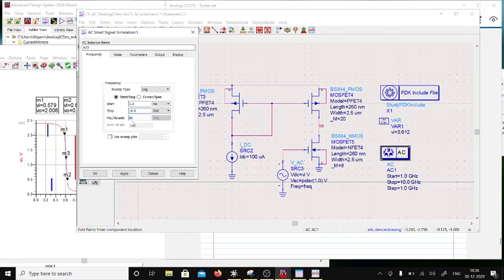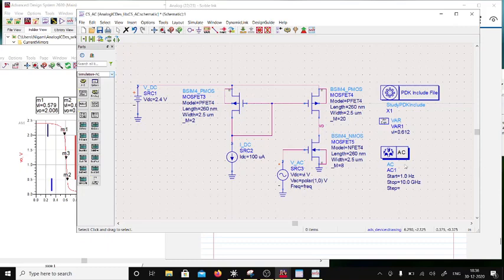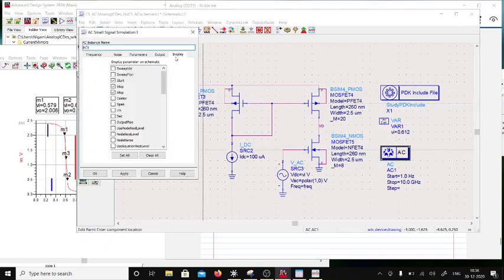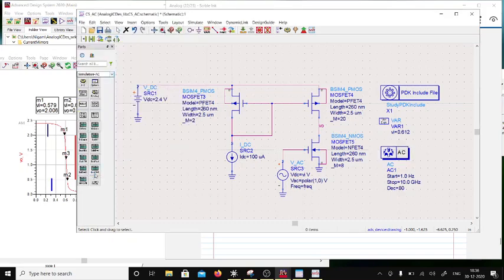Okay, so I'm doing 80 points per decade. I'm going from 1 hertz to 10 gigahertz, and I'm going to say okay. So don't worry about this, or if you want you can correct this. You don't have a step here. Okay, 80 points per decade.